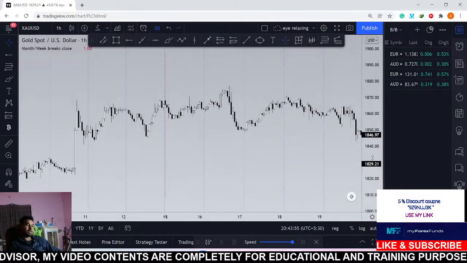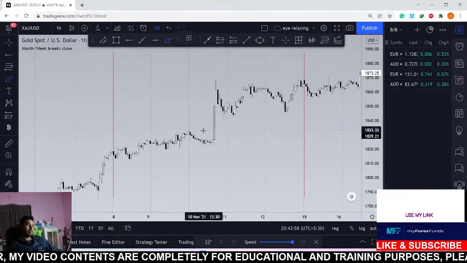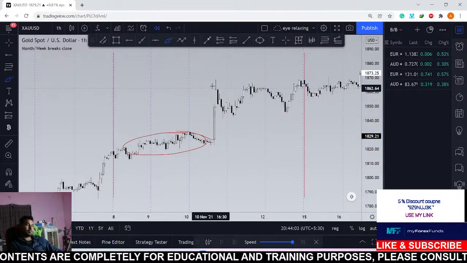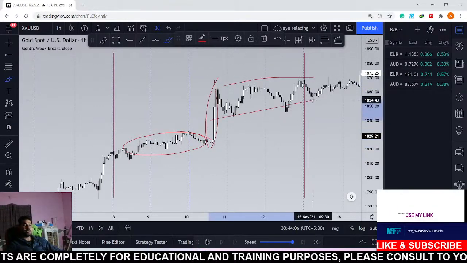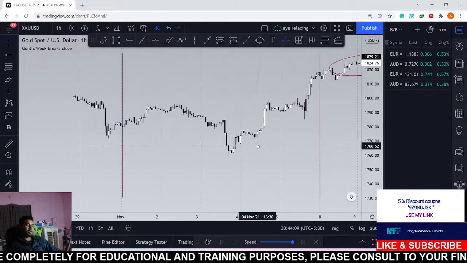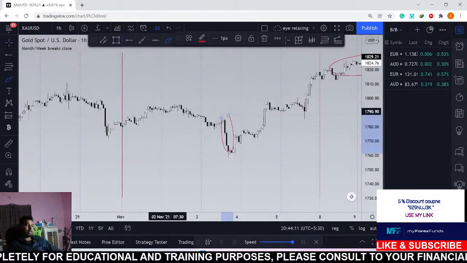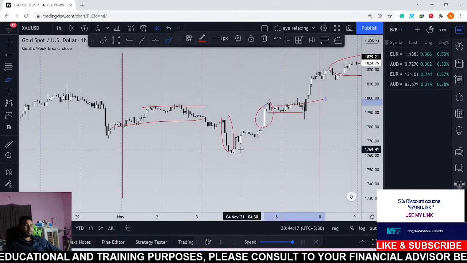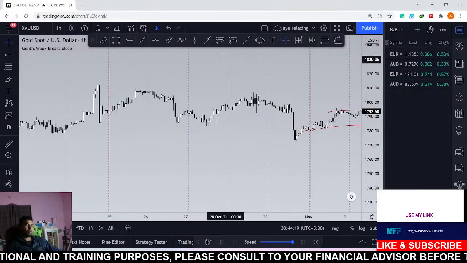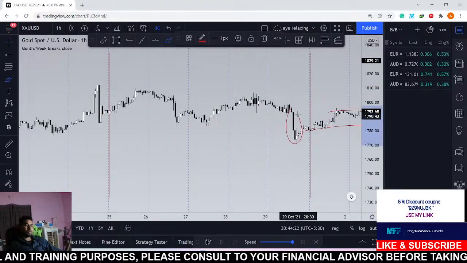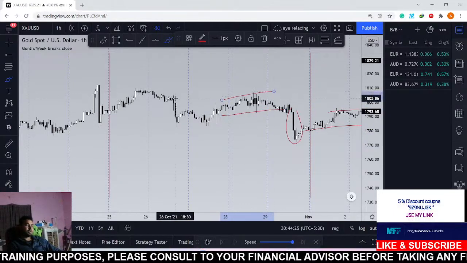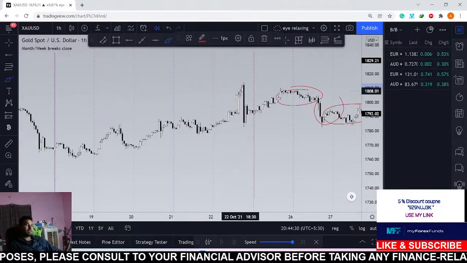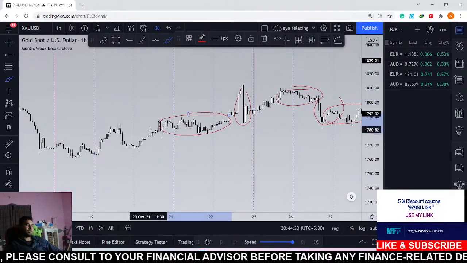Most of the time you can see that the entire time gold was in range, and just two candles give you the big move, and then again range. It becomes difficult to trade in gold. See, again just two candles, again range, just range, no big move. Here again just one, two, three candles, and the entire price action is in range.